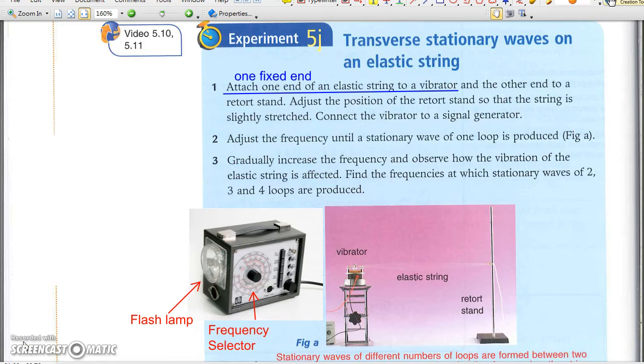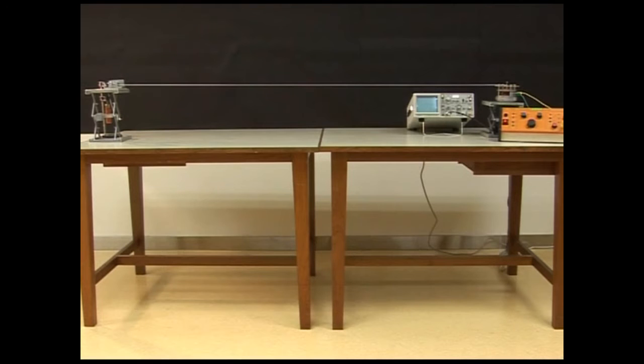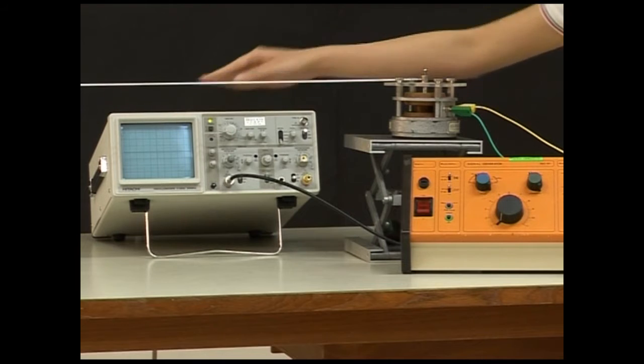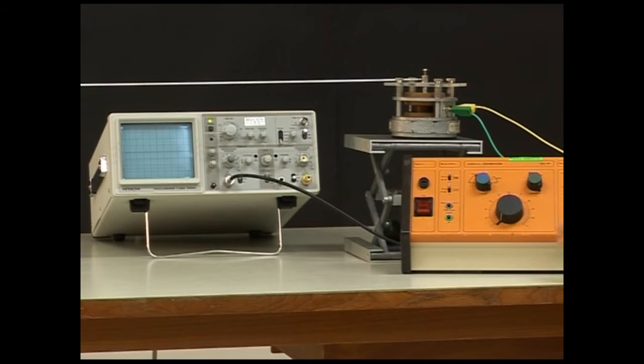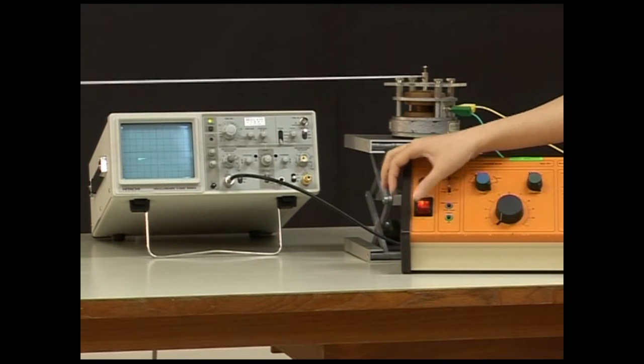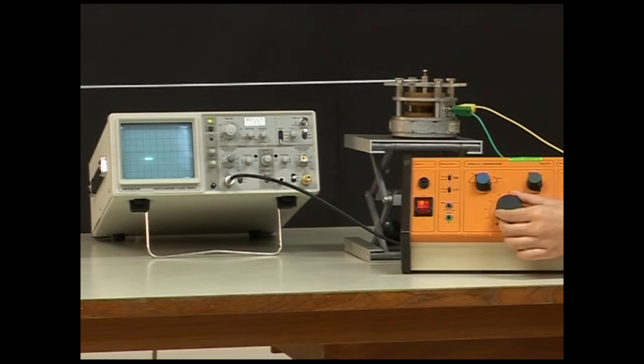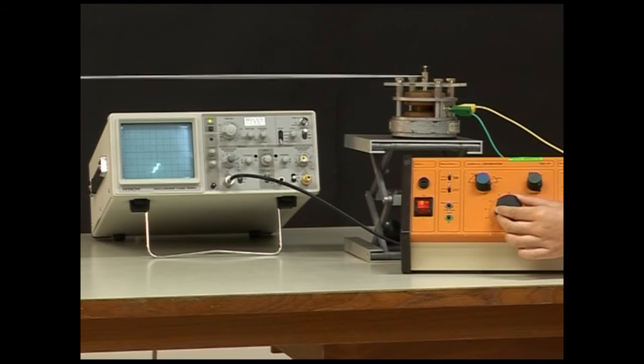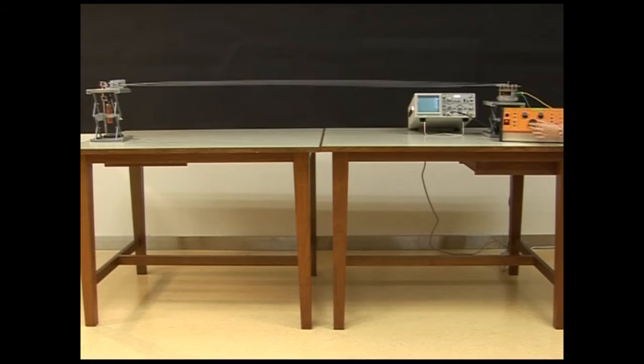Experiment 5J. Transverse stationary waves on an elastic string. We will use this setup to study the motion of transverse stationary waves. The vibrator is connected to a signal generator, so it can vibrate with different frequencies. Adjust the frequency of the vibrator so that a stationary wave of one loop is formed.